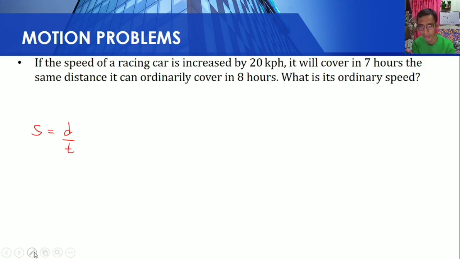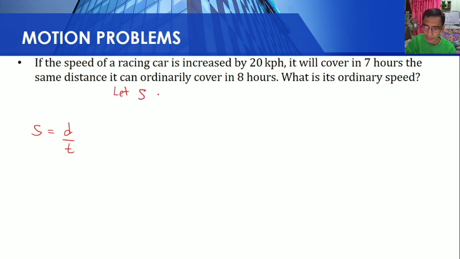So let's take an example. If the speed of a racing car is increased by 20 kph, it will cover in 7 hours the same distance it can ordinarily cover in 8 hours. So what is its ordinary speed? So if a racing car increases its speed by 20 kph, it can cover in just 7 hours the same distance that it covers in 8 hours at its ordinary speed.